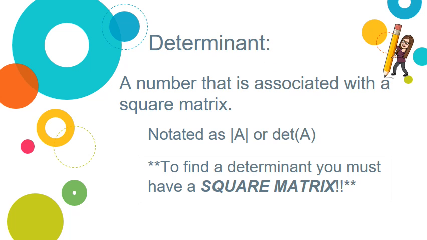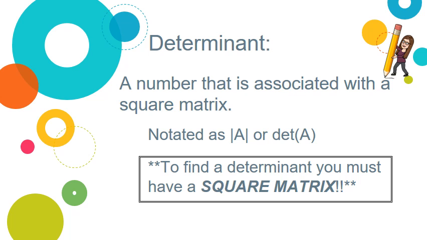So first of all, let's talk about what a determinant is. A determinant is a number that is associated with a square matrix. It's noted as the absolute value symbol, or we can say determinant, abbreviated DET, and then parentheses A. So that's just the notation that will help you understand what we're looking for.